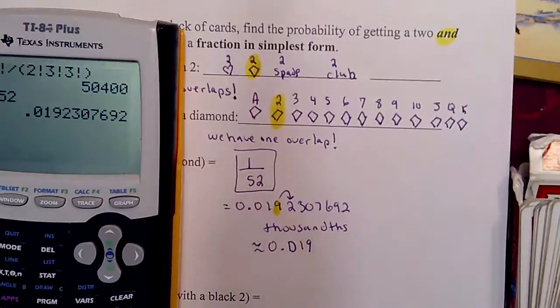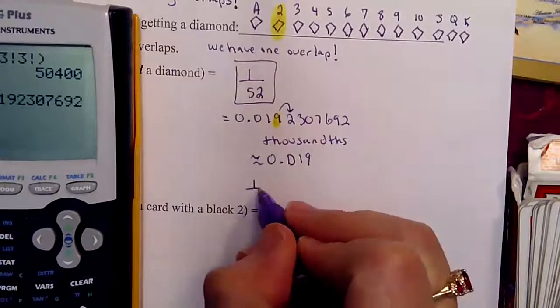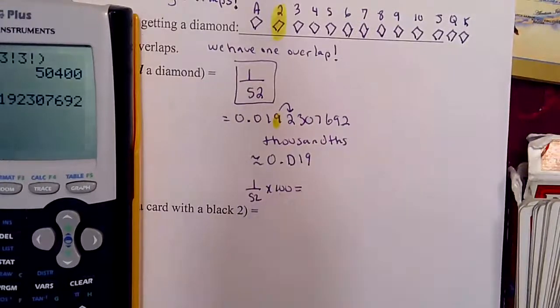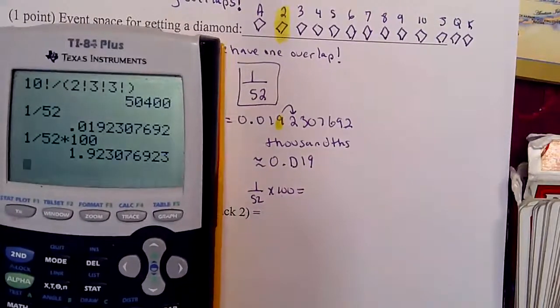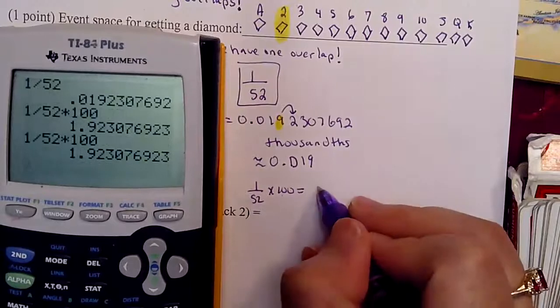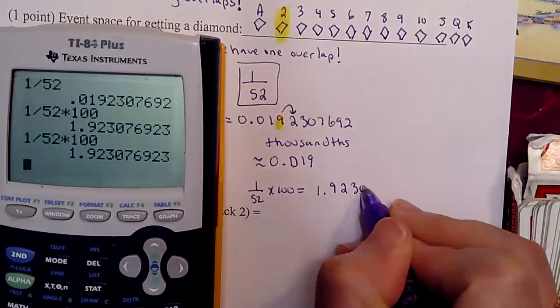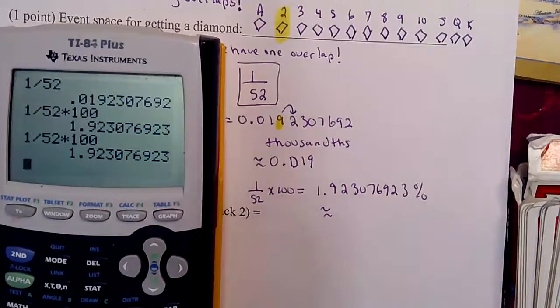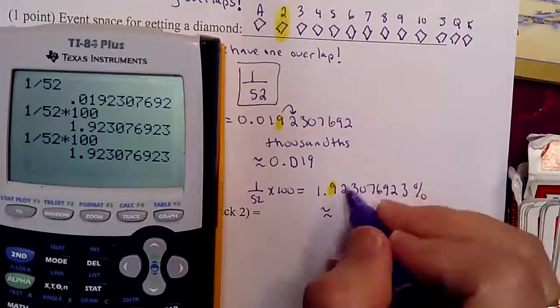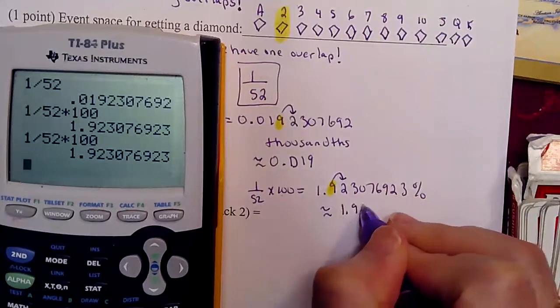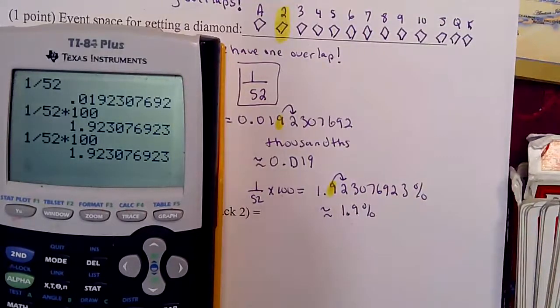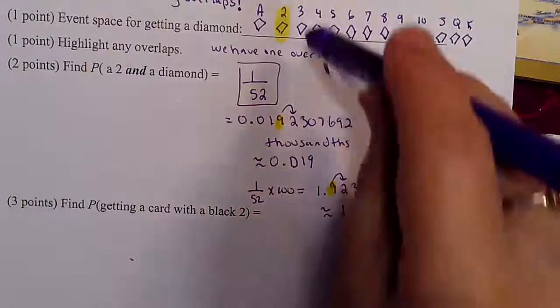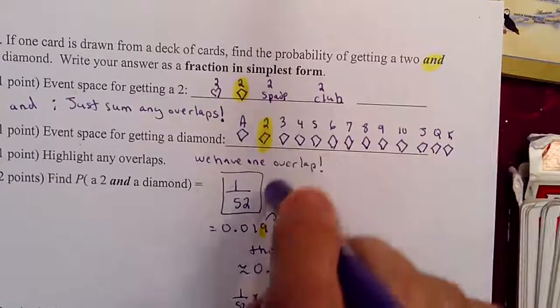And then if they want a percent, it's 1 over 52 times 100. 1 divided by 52 times 100. So it'd be about, if you round to the nearest tenths, is the neighbor 5 or more? Nope, that's a 2. So it's about 1.9%. So that's if they wanted it as a percent. That's how you would figure that. But they said they wanted a fraction.